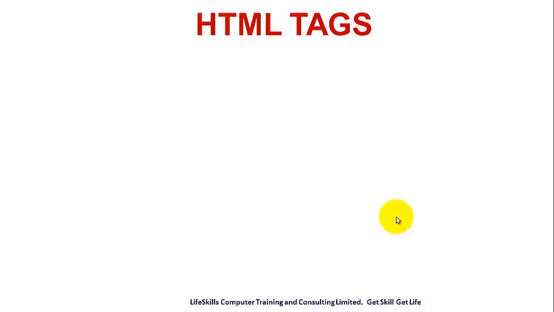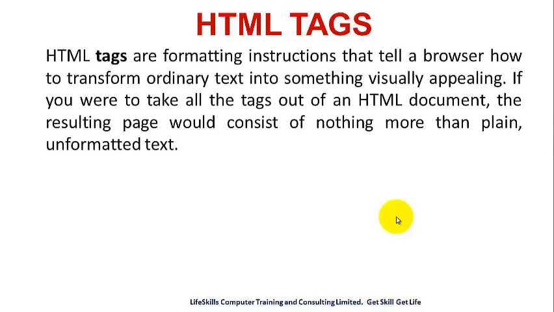We make use of tags in HTML. What are tags? Tags are formatting instructions that tell the browser how to transform ordinary text into something visually appealing. If you were to take all the tags out of an HTML document, the resulting page would be ordinary plain text or formatted text. What are we saying here?